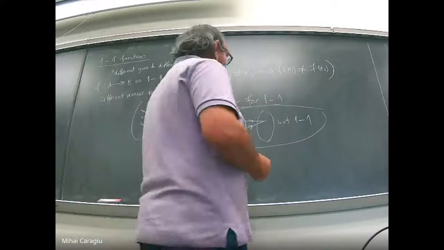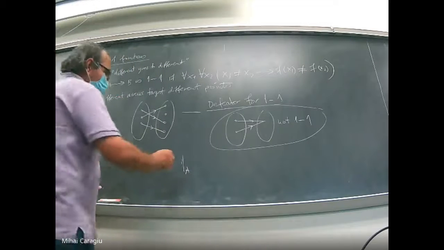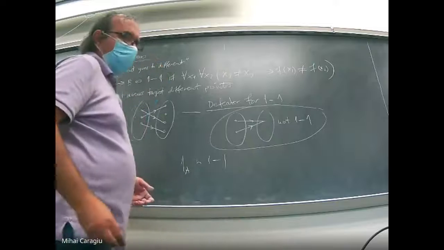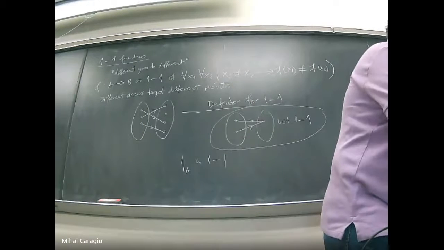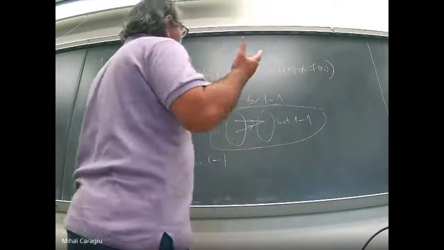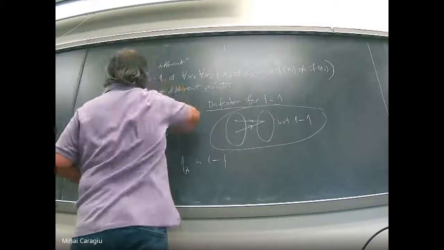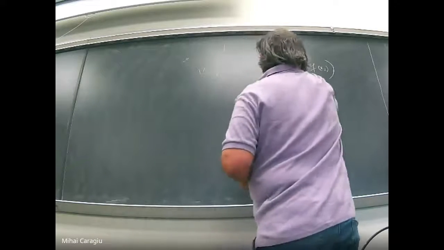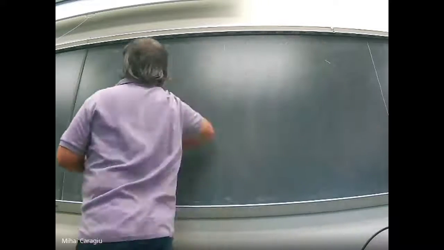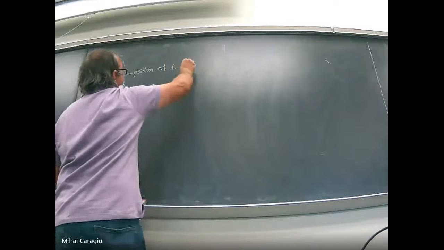A nice example of a one-to-one function: the identity function of a set A is one-to-one. Okay, here is a nice theorem first. The composition of one-to-one functions is one-to-one. Let me try to prove it.